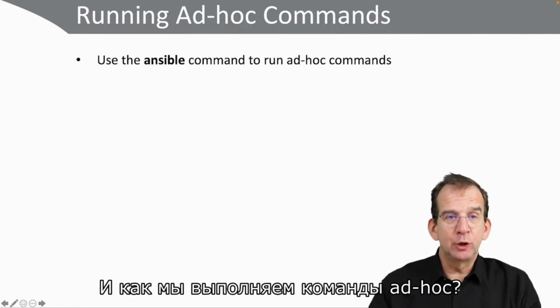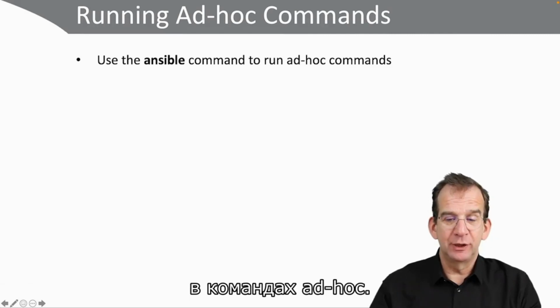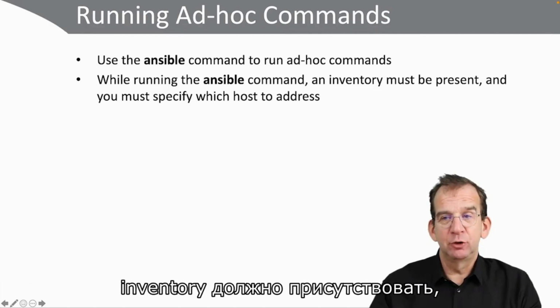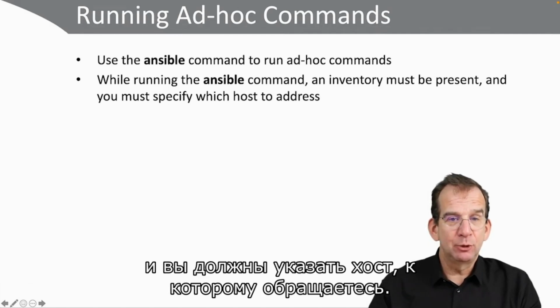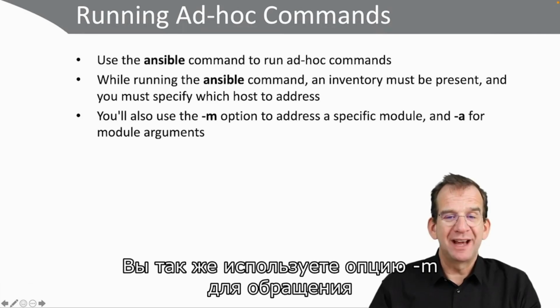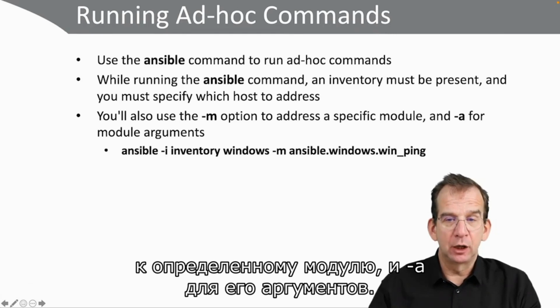Now, how do we run these ad hoc commands? Well, you use the ansible command to run the ad hoc command. And while running the ansible command, an inventory must be present, and you must specify which hosts to address. You will also use a -m option to address a specific module and -a for the module arguments.